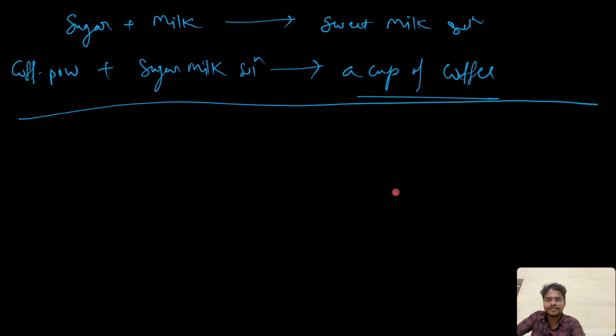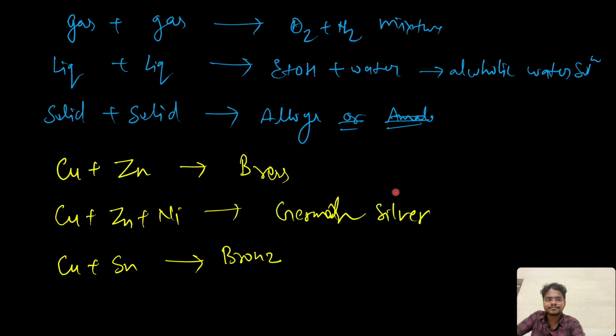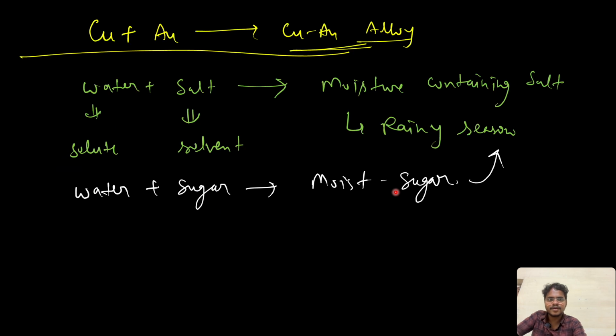If water is mixed in salt, meaning the salt is large in amount and water is trace in amount, then what do we get? We get moisture containing salt, which we see in the rainy season.